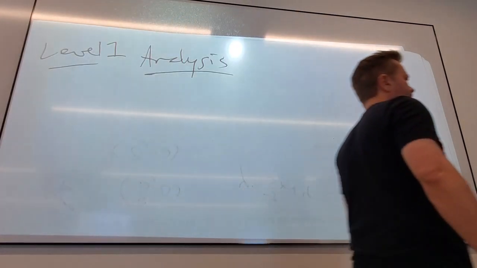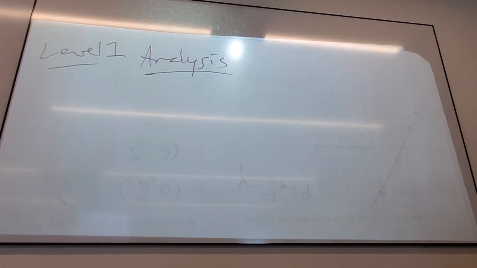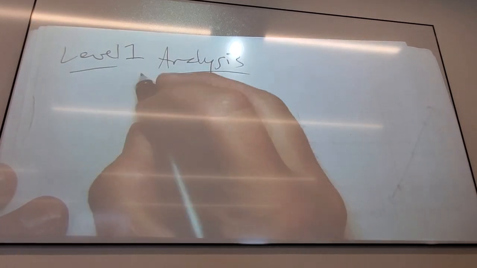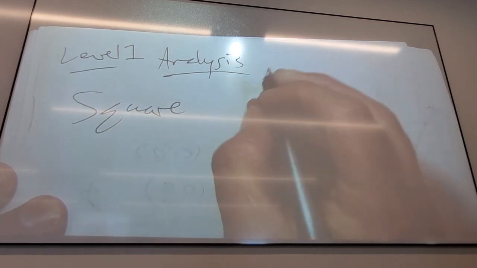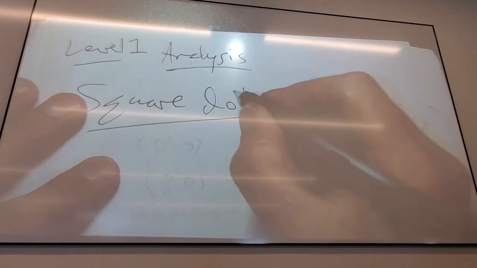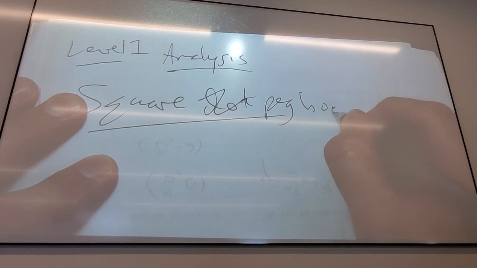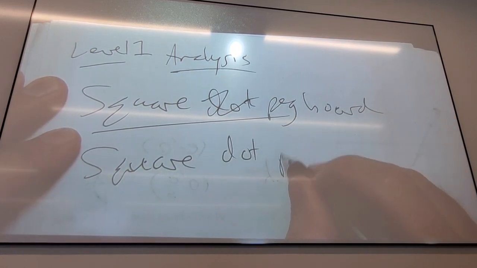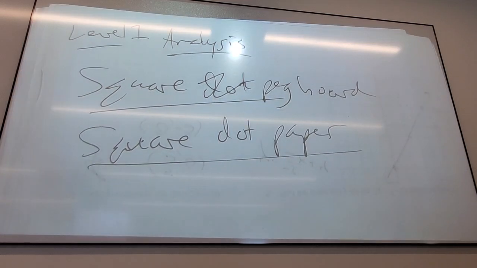I can't remember how far we made it here. We did talk a little bit about the square dot, the square dot pegboard in your kit. There's also square dot paper that I might bring in at some point. Same idea, but then you can draw on the paper instead of putting rubber bands, so you don't have to arm your students.